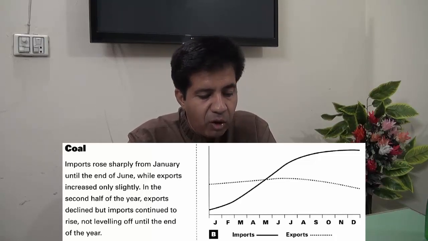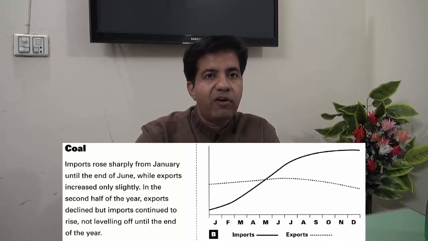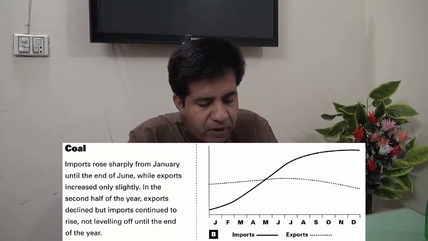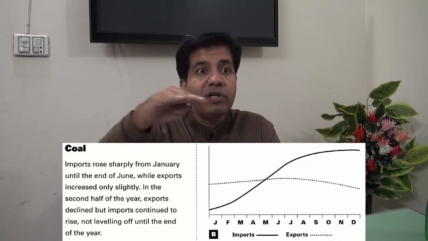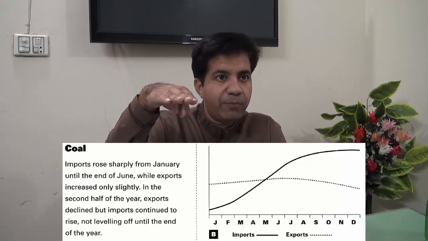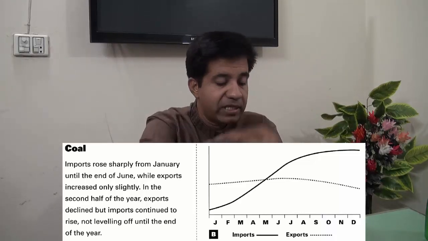Declined, but imports continued to rise, not leveling off until the end of the year. Level off means to reach a certain point and stay there. Not leveling off until the end of the year. At the end they leveled off. Means they reached a point and then they stopped. Showed consistency, that's right. Clear? Now the next one is oil.